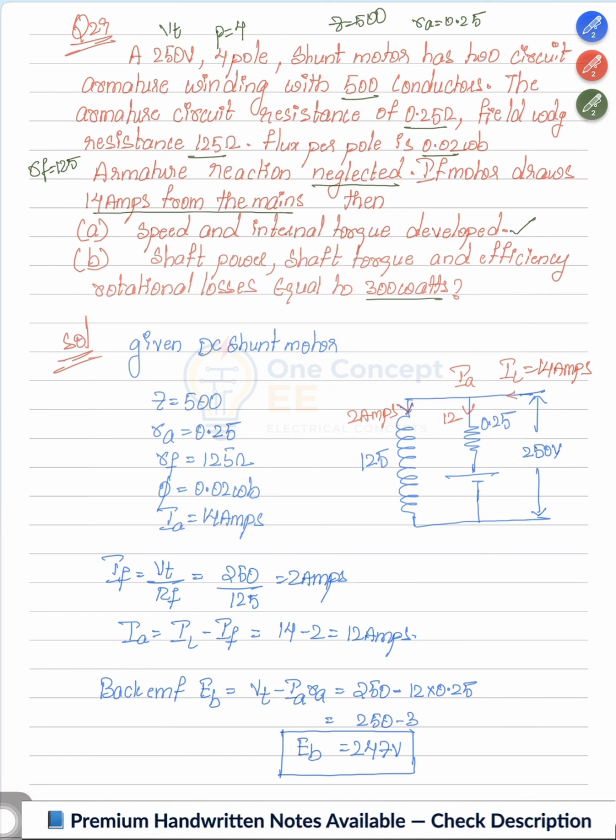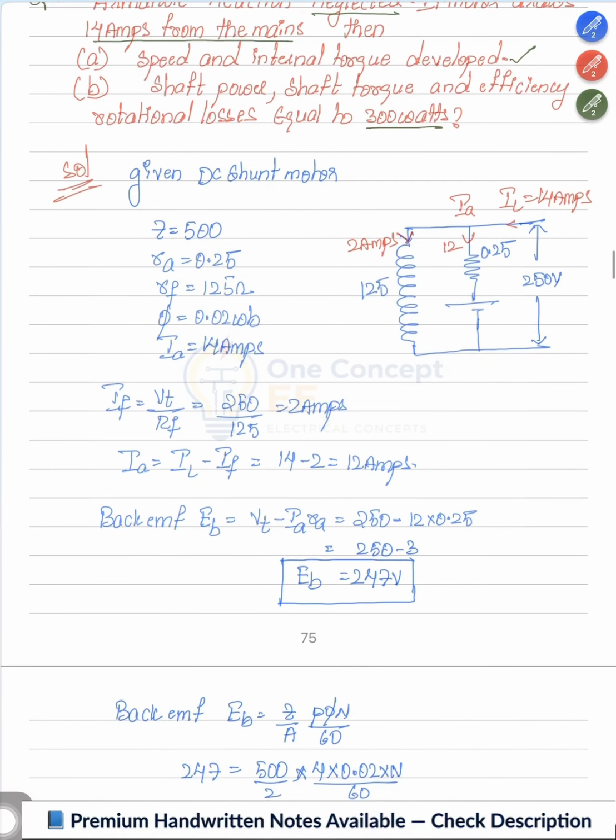Let's summarize the data here. Given it is a DC shunt motor and armature conductors of 500 and armature resistance of 0.25 ohm and field winding resistance of 125 ohm. Flux per pole equal to 0.02 Weber, and they given the load current, means the drawing current IL equal to 14 amps.